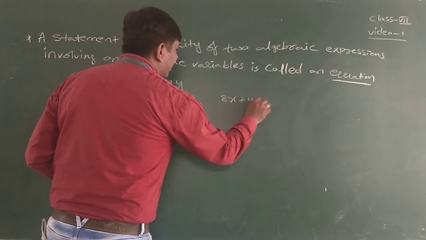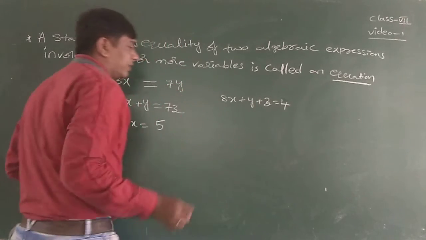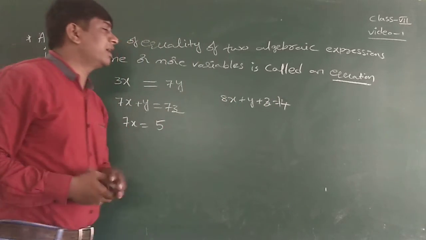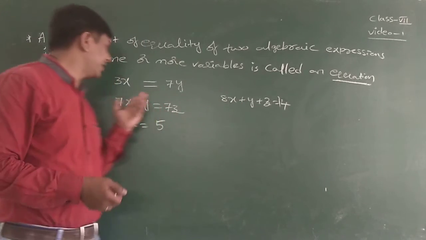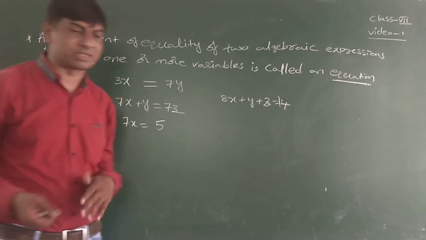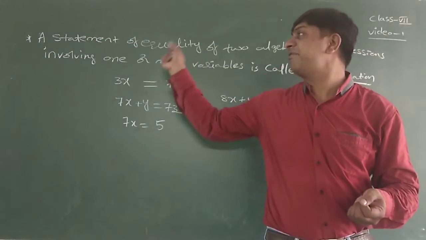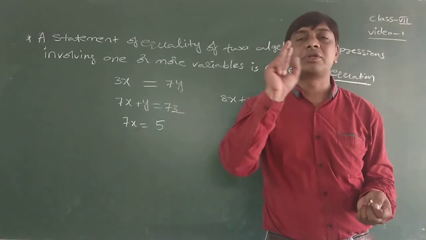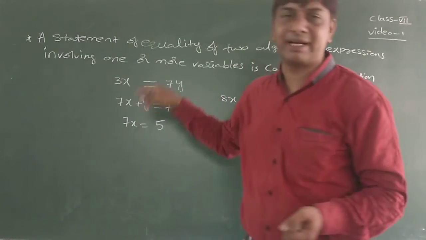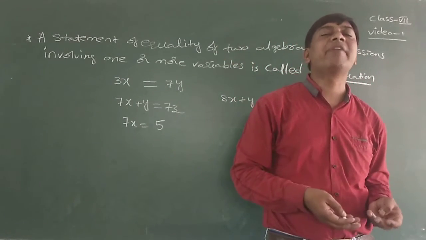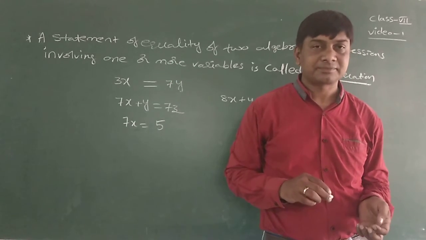8x plus y plus z is equal to 14. This is also an equation. In this one three variables I used. Here three variables, here one variable, here two variables. Like that you can write anything. Okay, a statement of equality of two algebraic expressions involving one or more variables is called an equation.